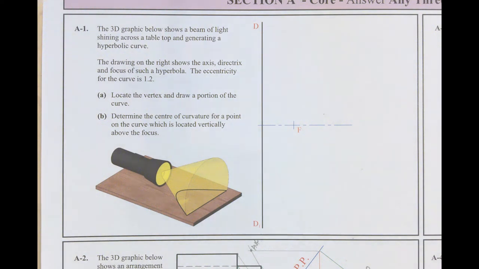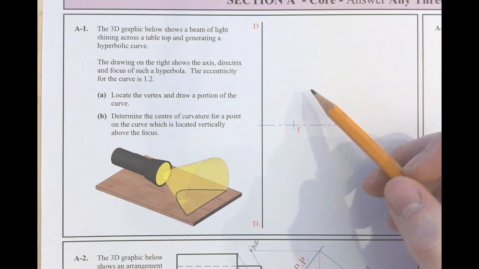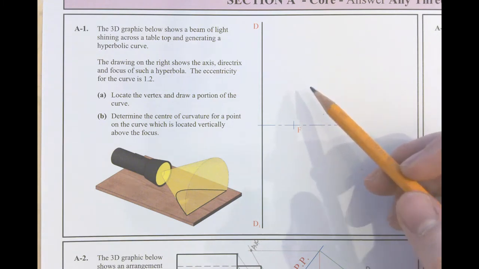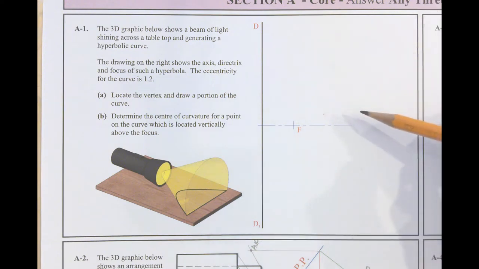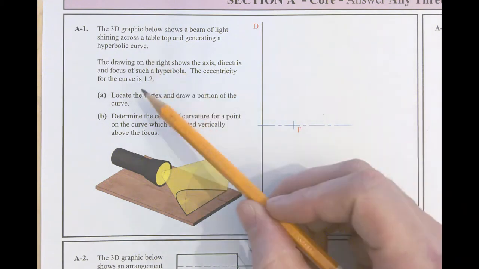This question is from the 2009 higher level DCG paper and it's question A1. The 3D graphic below shows a beam of light shining across a table top and generating a hyperbolic curve. The drawing on the right shows the axis, directrix and focus of such a hyperbola. The eccentricity for the curve is 1.2.